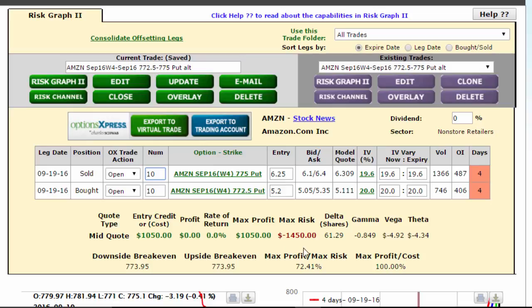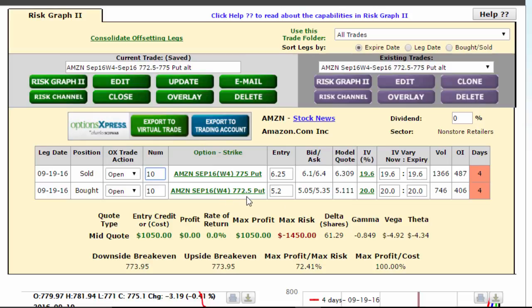Now, the maximum risk, the maximum amount that I can lose in this trade, is $1,450. That's basically worked out by the difference in the strike prices. So 775 minus 772.5 is 2.5. So it's $250 per contract is the potential loss. If I'm doing 10 contracts, it's $2,500. Now then you take away the credit that I'm receiving, and the maximum loss is going to be $1,450.